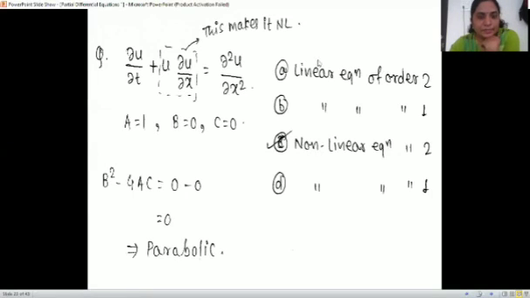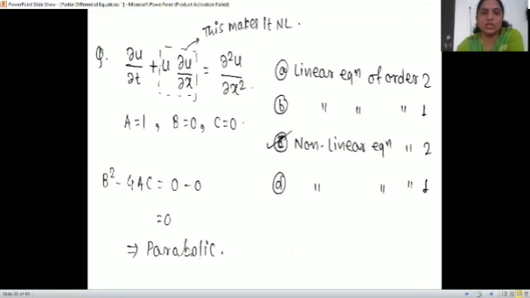Next, an equation is given to you. This is an equation where there is only a double derivative term with respect to x twice, so A is 1, but all other double derivative terms are not there, so B and C are 0. So if you find B square minus 4AC, that will be 0, and that means the equation is parabolic. If it is an option, then it is correct.